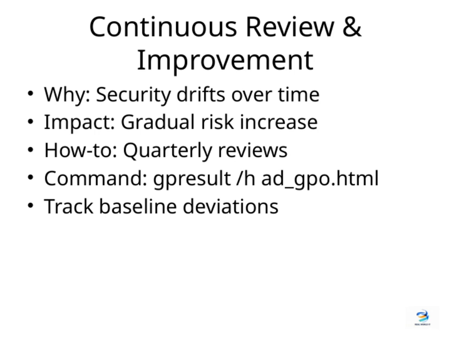One effective way is by conducting quarterly reviews. Regular check-ins allow us to catch any deviations early on. A useful command I recommend is gpresult /h with an HTML file, which helps us generate a report of our group policy settings. This way, we can track baseline configurations and spot any deviations that might have crept in. Ultimately, the key is continuous review and improvement. By staying vigilant and consistently comparing our current state to our baseline, we can ensure our security remains strong and up to date. Remember, security isn't a one-time setup. It's an ongoing process.